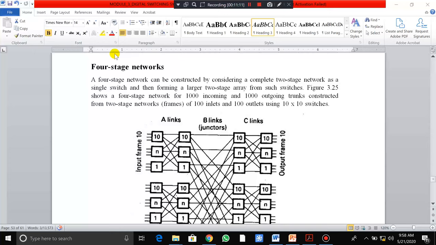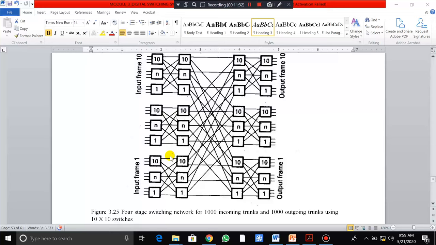So now let us discuss the four-stage network. Till now we discussed two-stage and three-stage, now it is four-stage. In a four-stage network, we have a construction which considers a complete two-stage network as a single switch and then forms a large two-stage array from these switches. So this is a diagram of a four-stage network. We have the incoming trunks, these are the outgoing trunks, and these are the interconnection links.